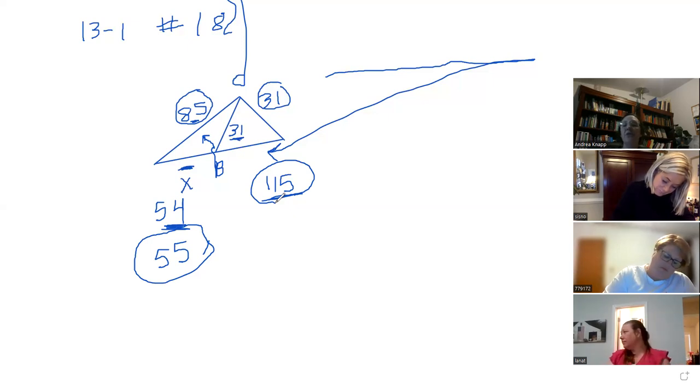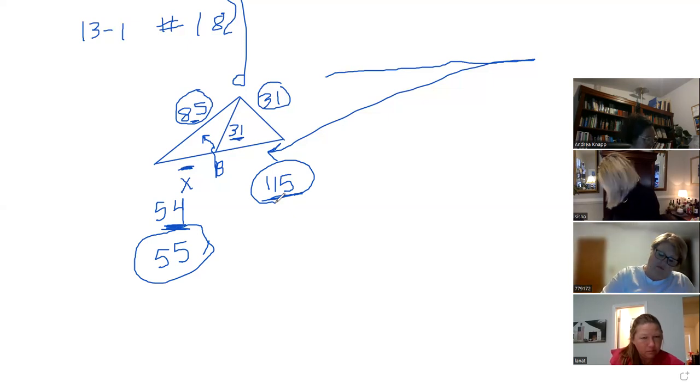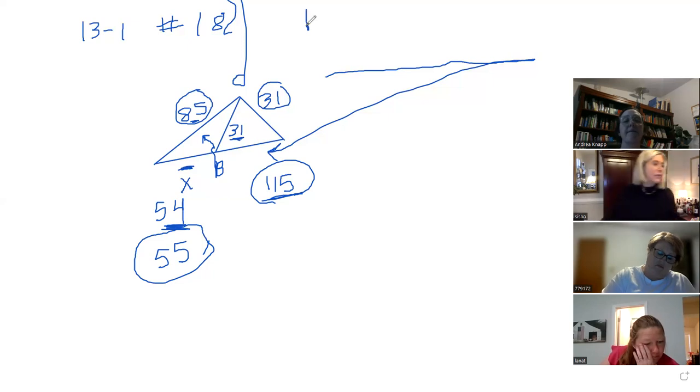Okay, and does anybody know the name of that theorem that we were using, that you told us the other night? It's called the triangle inequality, that says the sum of the lengths of any two sides of a triangle is greater than the length of the third side. You said triangle inequality.